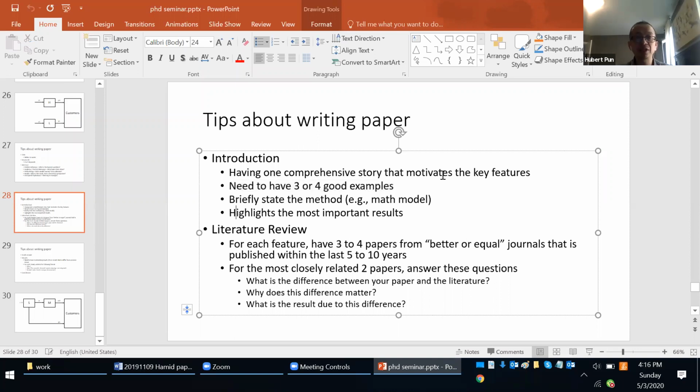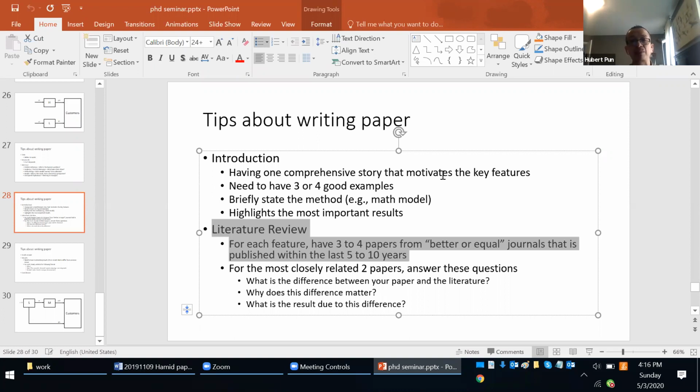And then for the literature review, it depends on what you are trying to do. For my type of research, I consider 3 different features: supply encroachment, capacity constraint, and limited asymmetric information. My paper is the intersection of these 3 literature streams. If you are doing something similar, then your paper relates to 3 literature streams as well. I would recommend you find 3 or 4 papers from better or equal journals that are published within the last 5 to 10 years.